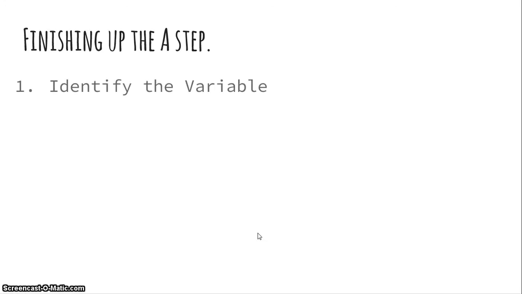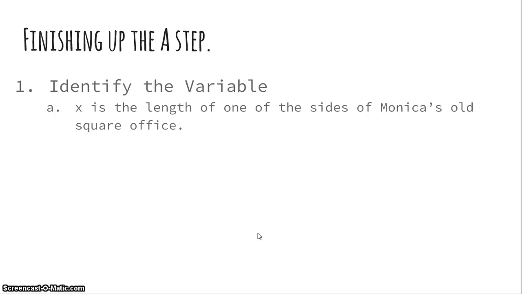First, we want to identify what variable we are going to be using. We can stick with the basic x here as our variable. The x will represent the length of one wall in her old office, and since the old office was a square, all 4 sides of the office will be x as well.